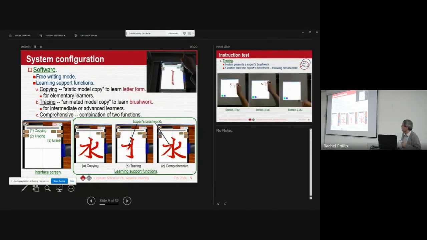Yes, the software has, of course, a 3D writing mode that we can use. What is being pointed at is here. Yes, this 3D writing mode is without any instructions. Of course, usually a tablet is used for handwriting, but in this system, we use the usual brush.